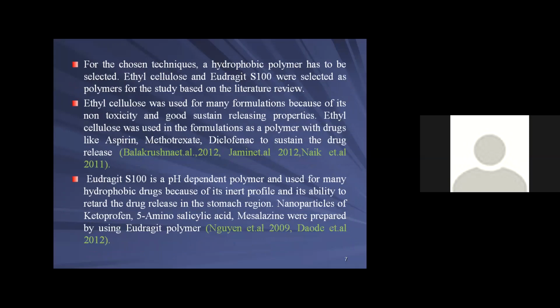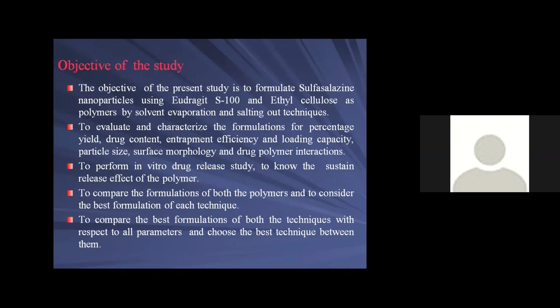Ethyl cellulose and Eudragit are both considered very good polymers. They exhibit sustained release property and have been used as polymers for various other drugs. So in this study, we have taken these two polymers in order to obtain the nanoparticles. The objective of the study is to prepare sulfasalazine nanoparticles using Eudragit and ethyl cellulose as polymers, and to compare both polymers and both techniques in order to determine which polymer and which technique is suitable to prepare sulfasalazine nanoparticles.